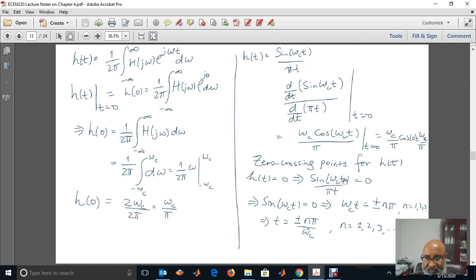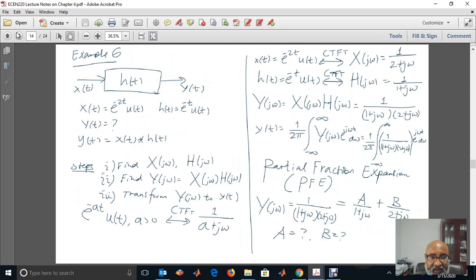And we can plot this sinc function, of course, it's very easy to plot. And the zero crossing points we can get when sine of omega c times t is equal to 0, which is equal to plus or minus n times pi. Pi is 180 degrees, which gives t equal to plus or minus n pi over omega c.